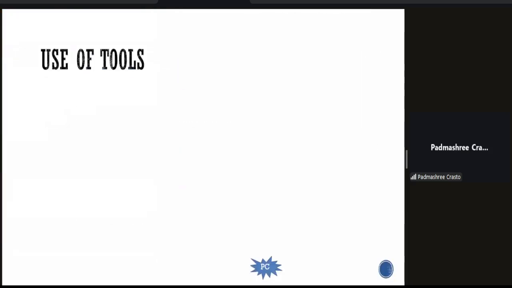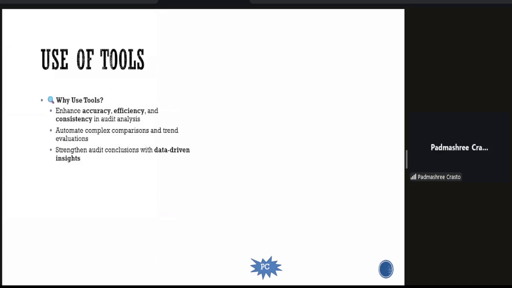There are n number of tools. I'm not putting up any of the tool names over here. But why should you use more and more tools to do data analytics? It improves your accuracy, efficiency, and consistency in the analysis of the data. It also automates complex comparisons and trend evaluations. So you can write some macros and run them, and you can write some exceptions. You can write some SQL queries, and data can be fetched for that purpose. It strengthens the audit conclusions with data driven insights.